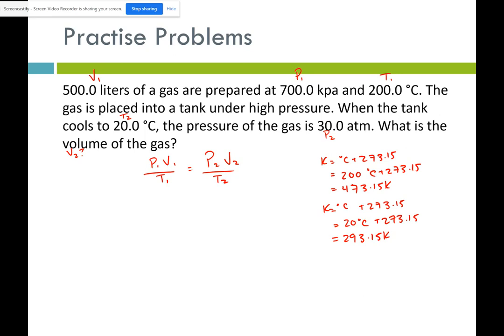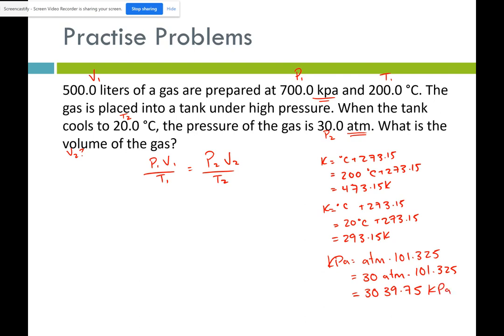you also may notice that one of my pressures is given to me in atmospheres and the other pressure is given to me in kilopascals. Those need to be in the same unit, okay? To convert between atmospheres and kilopascals, our kilopascals is going to be our atmospheres times 101.325, okay? Because there's 101.325 kilopascals in 1 atmosphere. So 30 atmospheres needs to be multiplied by 101.325 to get me my number of kilopascals.